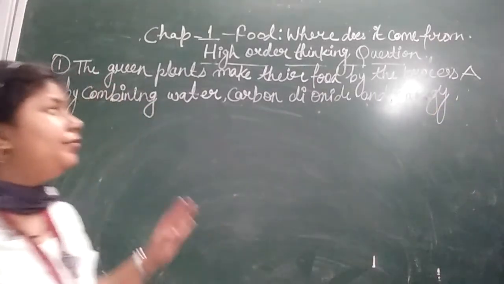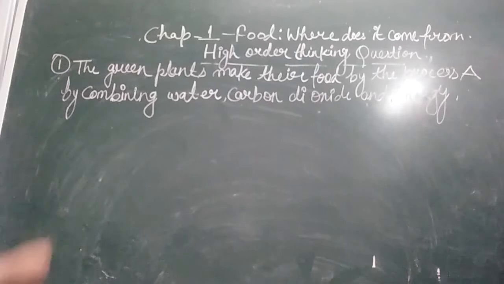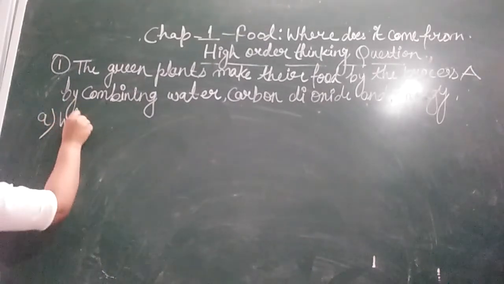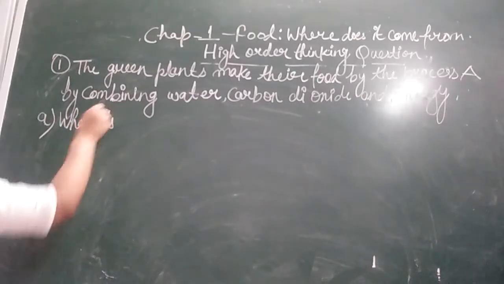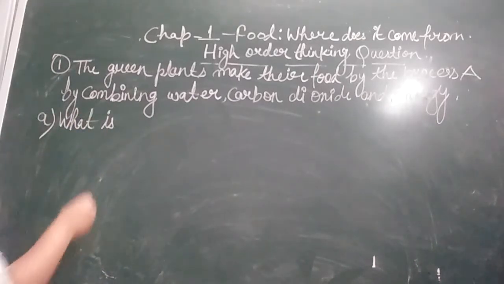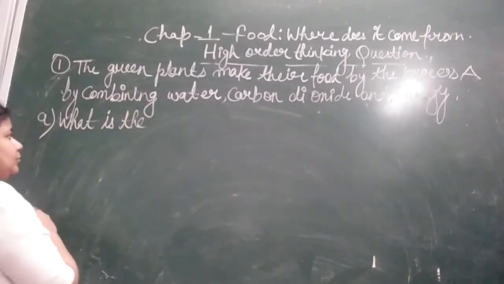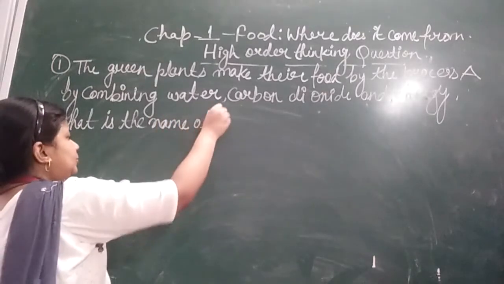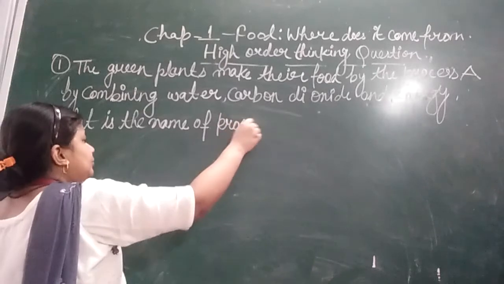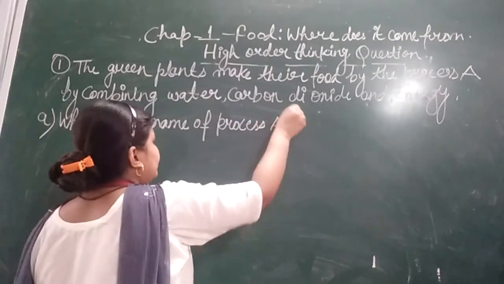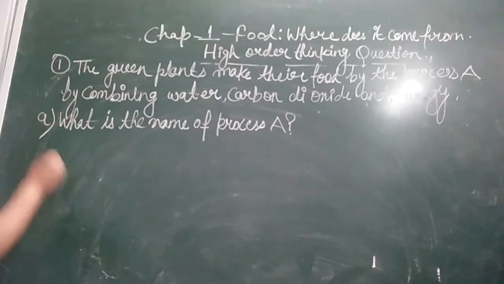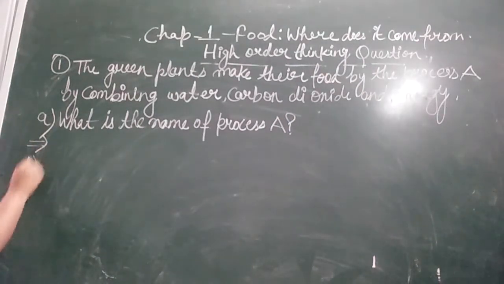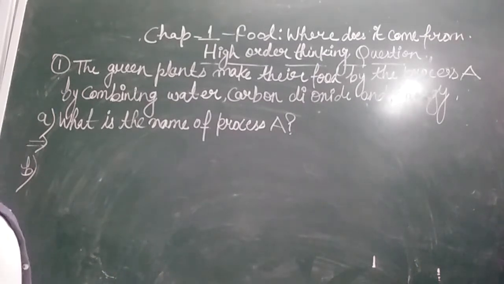Now, this is the paragraph. On the basis of this paragraph, you have to make the answers. Now, A part: what is the name of process A? So this is the first question. You have to write the answer here. I am going to write the question B.